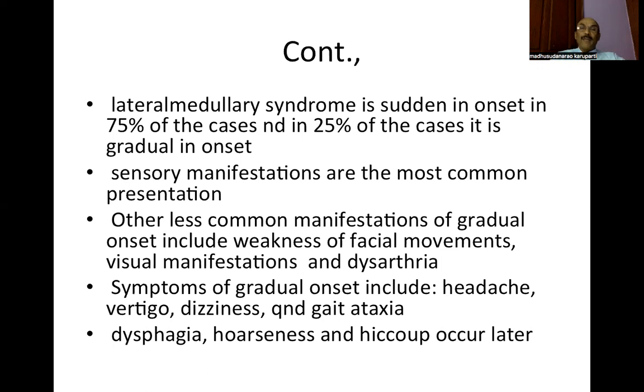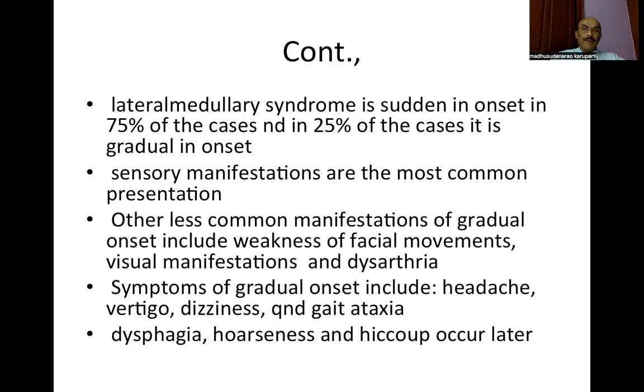Then, lateral medullary syndrome is sudden in onset in 75% of the cases, and in 25% of the cases, it is more gradual in onset. Sensory manifestations are the most common presentation. As I told you, the sense of temperature and pain is lost on the ipsilateral half of the face, with the loss of temperature and pain on the contralateral half of the body.